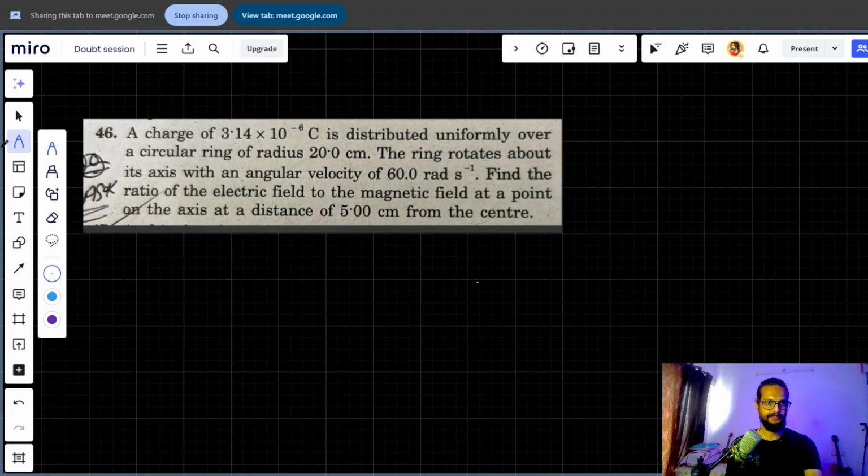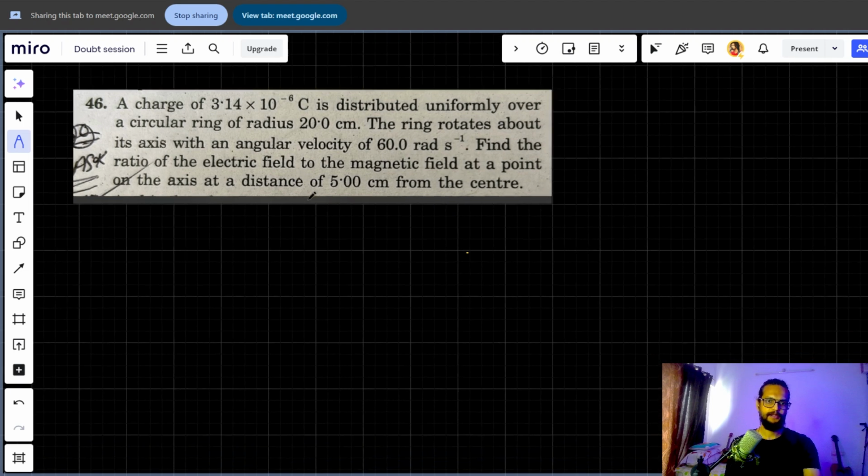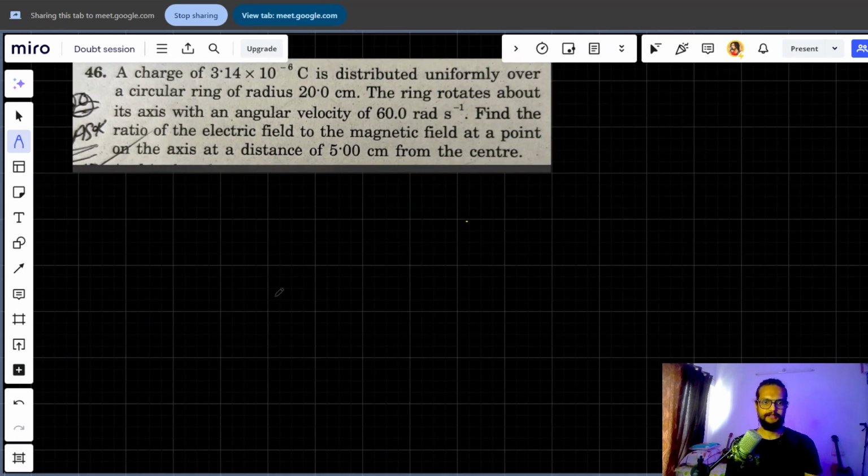The question says that the charge is distributed uniformly over a circular ring. The ring rotates about its axis with an angular velocity, whatever. Find the ratio of the electric field to magnetic field at a point. Okay, so now, the question is pretty similar to what we were trying to cover the other day.